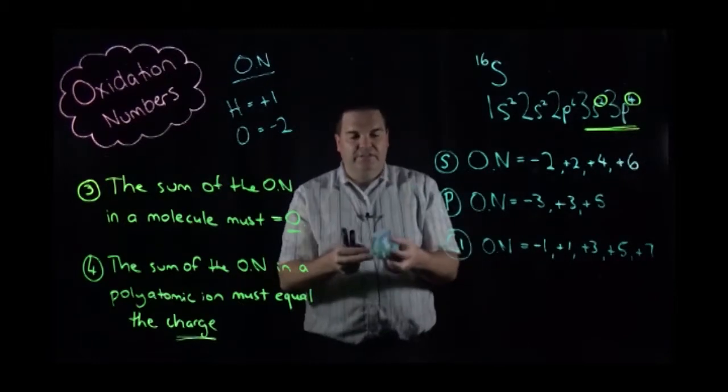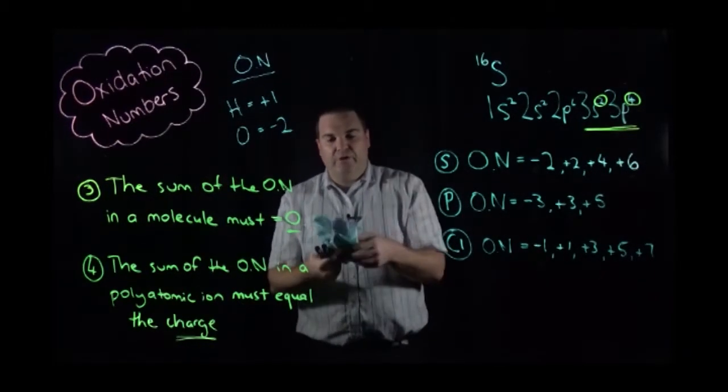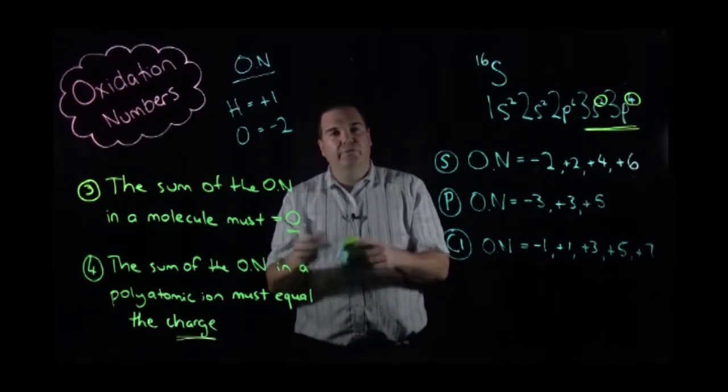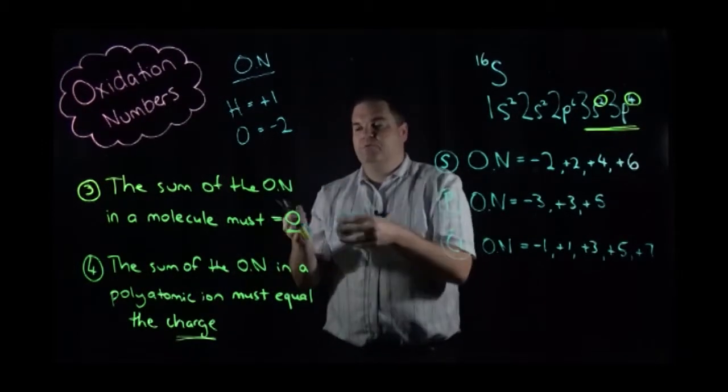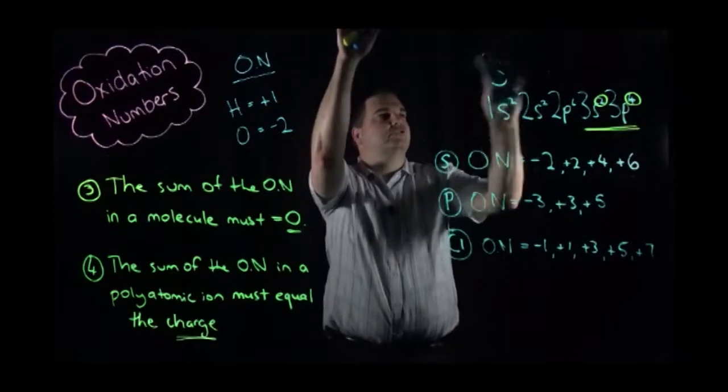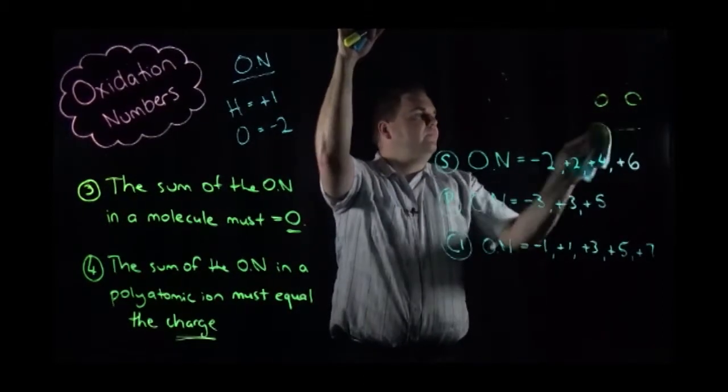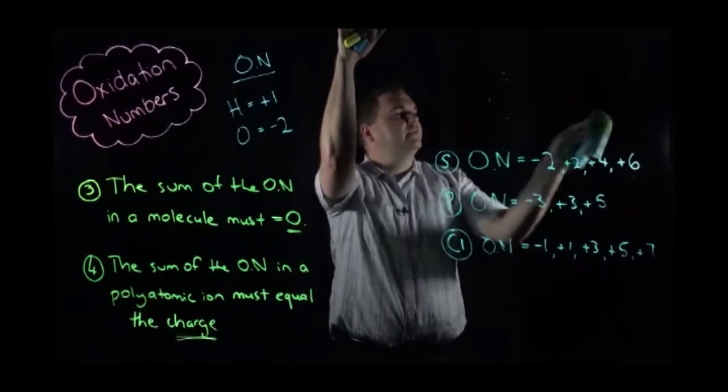Now, I know that that's a lot to take in, so you might want to stop and go back over that before you go to the final rule. The final rule is pretty straightforward because it just links in with the same idea. Instead of adding up to 0, we're adding up to the charge. So I'll show you what that means, and I'll use one of the ones that we've just been through.